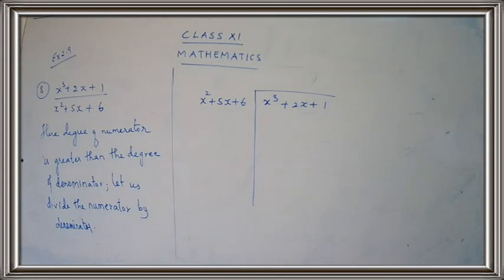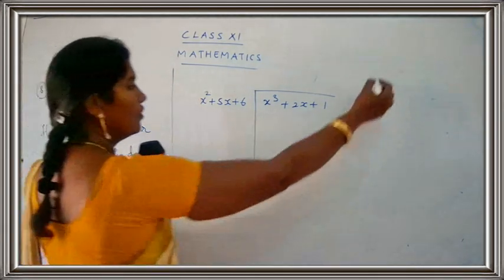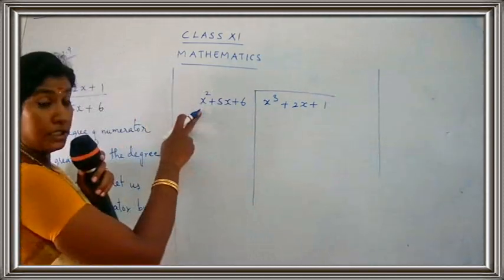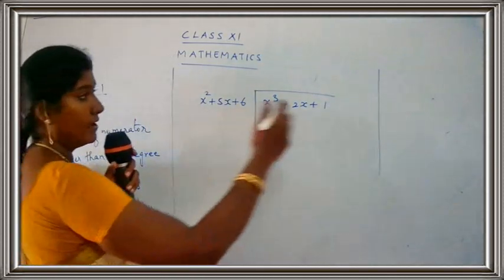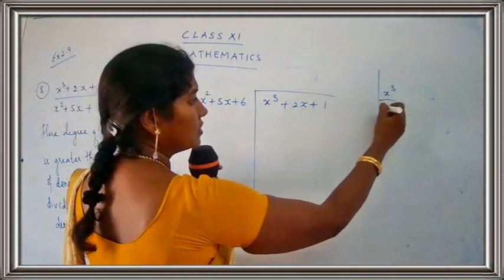Okay, so let's go with the division part here. You have to take the first term of the numerator and the first term of the denominator. What is the first term of the numerator? The first term is x cube. And what is the first term of the denominator? X square. So x cube upon x square.